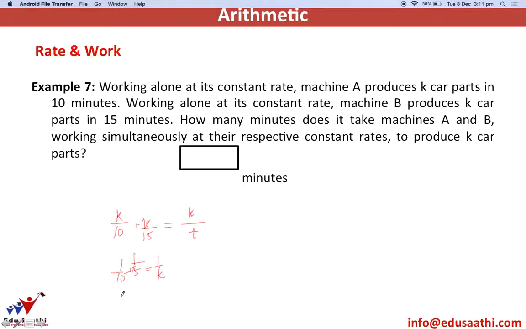I am giving you 1 minute to solve the question. You can use your calculators to solve the question in case you want. So the value of T comes out to be 6. 6 minutes is the time taken to produce K car parts.